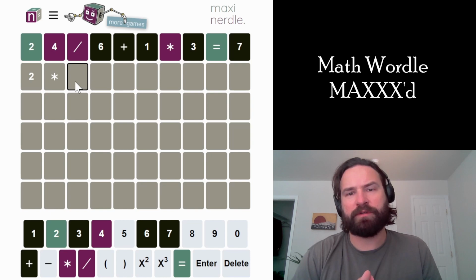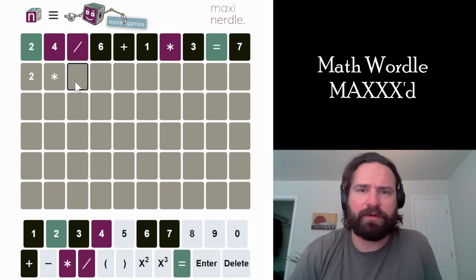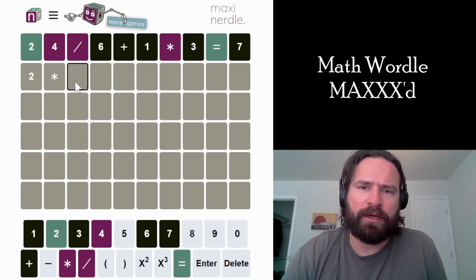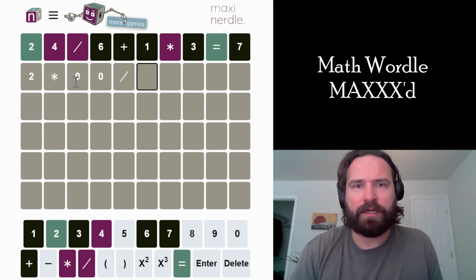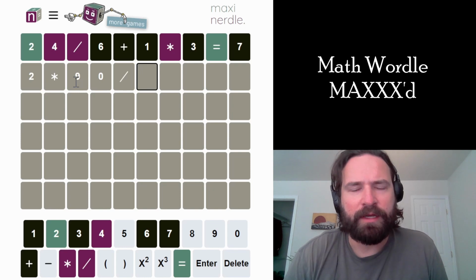So 48 is divisible by a lot of things, but not 9. I could just do like 90 divided by 5. That gets some good numbers in. So 2 times 90 divided by 5. 90 divided by 5 is 18, so we're at 36 right now.